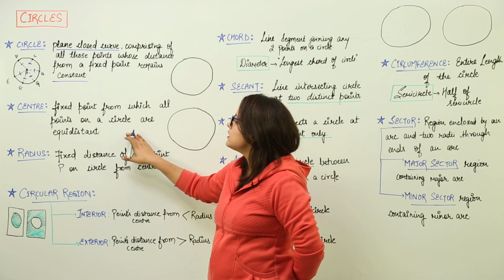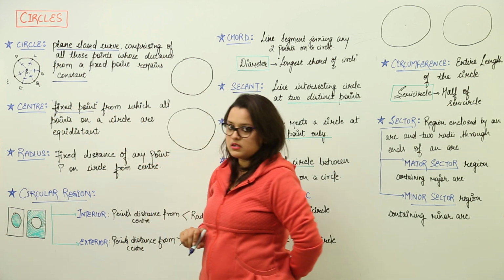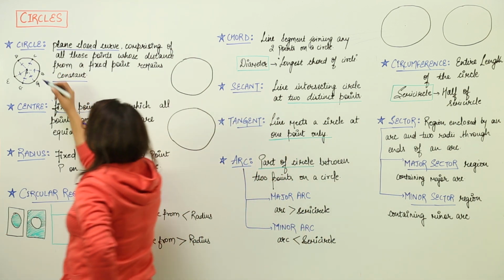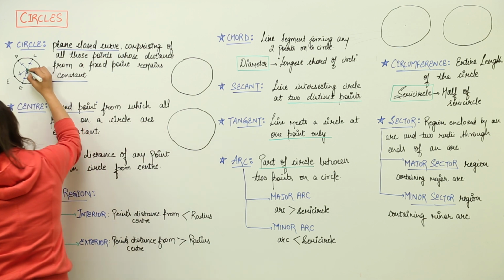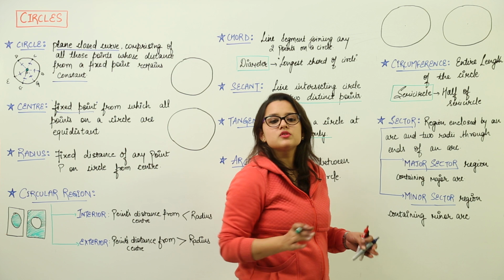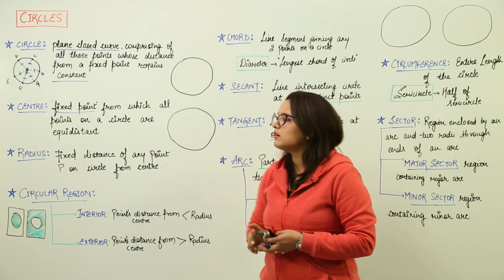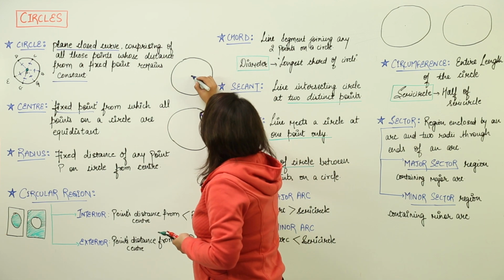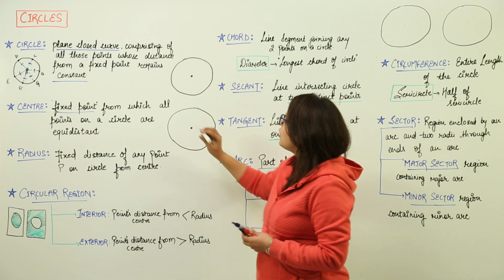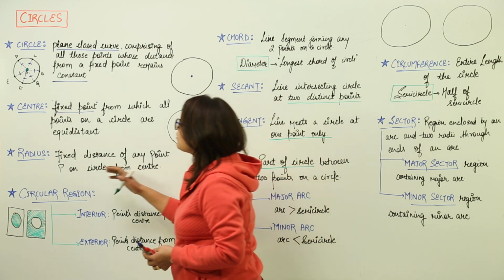Now what is the center? The center is a fixed point from which all the points on the circle are equidistant. So here the point that I took was A, right? This point over here, from which all the points on the circle are equidistant, that fixed point is known as the center. We can have centers for these circles also. This is the center from which all the points on the circle are going to be equidistant.